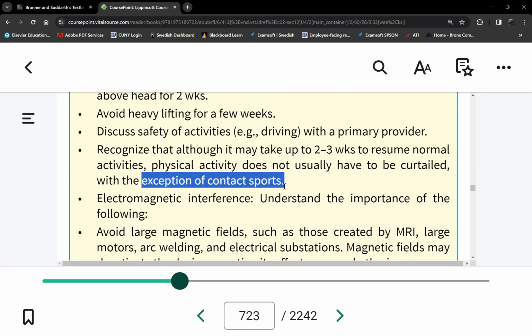Except contact sports, of course. You don't want anyone, period, okay? You don't want anyone hitting your ICD or your pacemaker, all right?